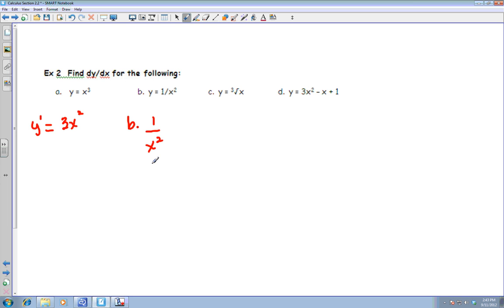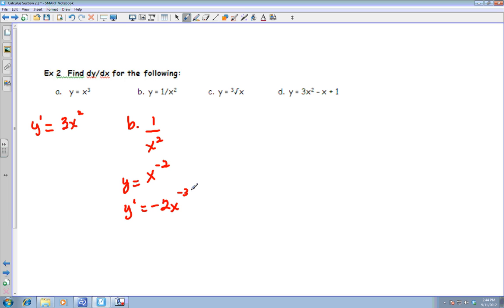Now when I do that, it's 1 times this, so I'm going to get rid of my 1. But when I move it, instead of a positive 2, now it's a negative 2. So I haven't done any derivatives yet. I just rewrote the problem. So now I'm going to follow my rules for the power rule. Y prime equals. Bring down my exponent. Subtract 1 from your exponent. Negative 2 minus 1 is negative 3.